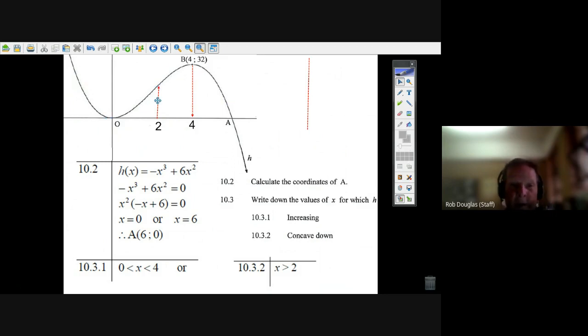So the question is, where is it concave down? Anywhere greater than 2, where x is greater than 2. To the right of this 2, that's the point of inflection, where it changes from a cup into a hat, where it changes from concave up to concave down. That's called the point of inflection. And it's always right in the middle, in between the turning points in a cubic equation. Well, it isn't this one, anyways.